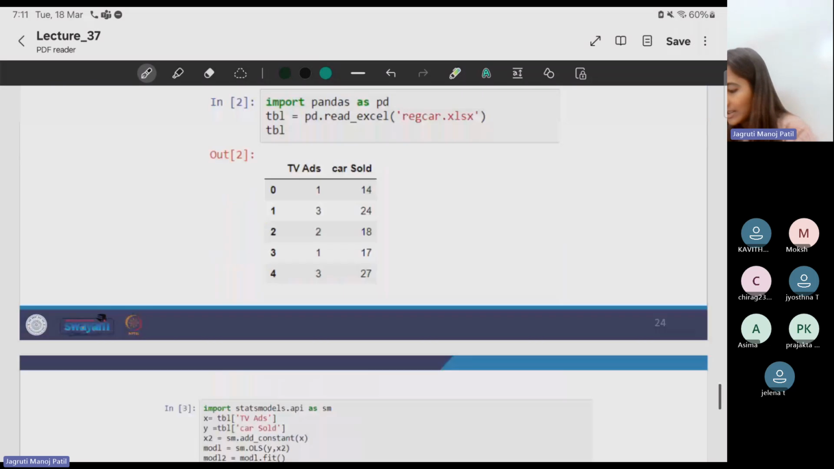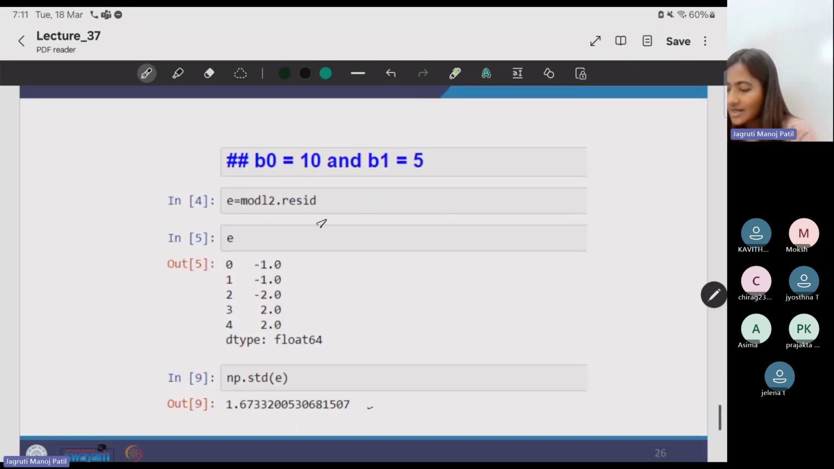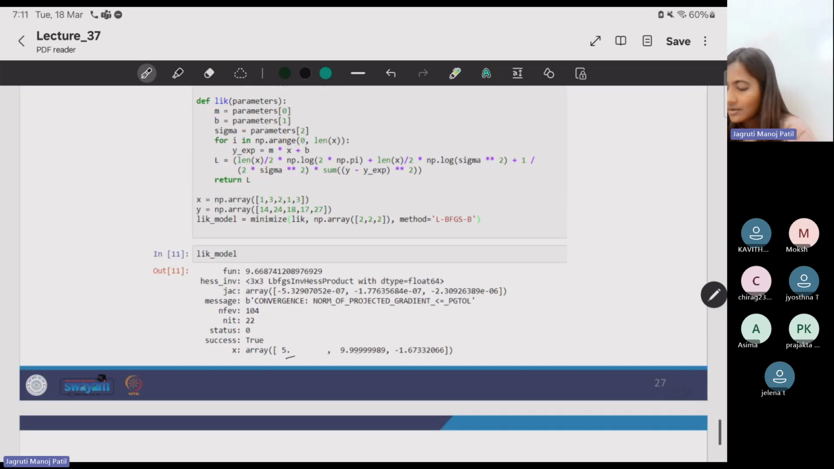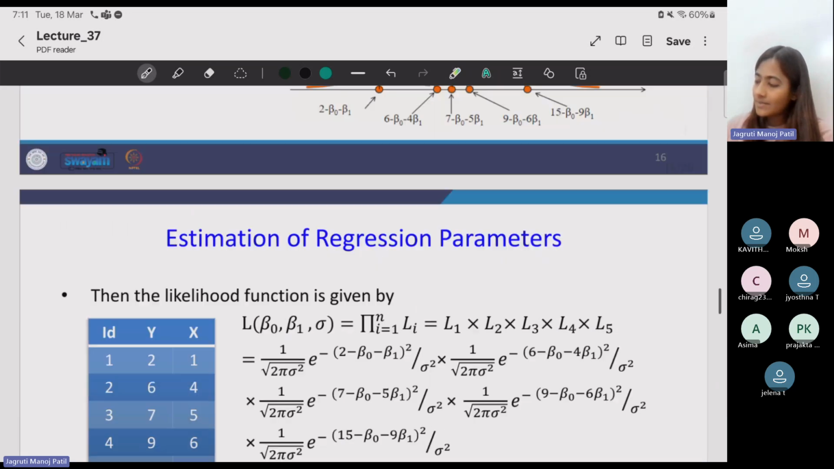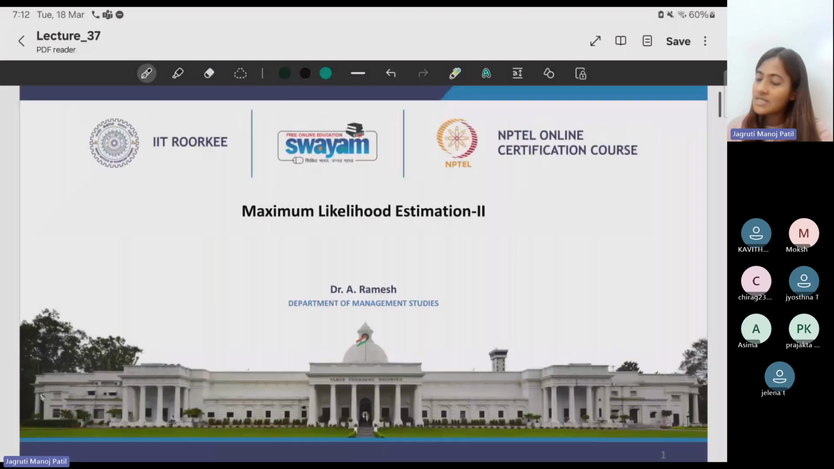Then there's another example. We're doing the same thing over there, finding the residual, then you get the standard deviation of error. And then you do it using the similar thing, you get the values over here. Okay. So that's all for this session. All of the examples that we have and what we saw. We'll just do the previous year assignment questions and we'll be done.